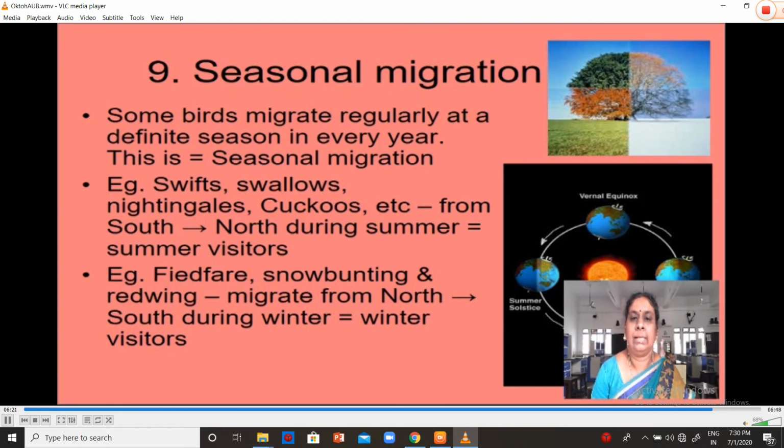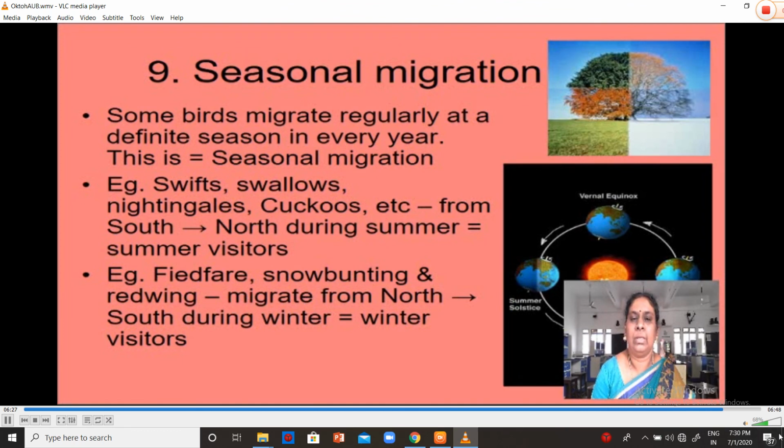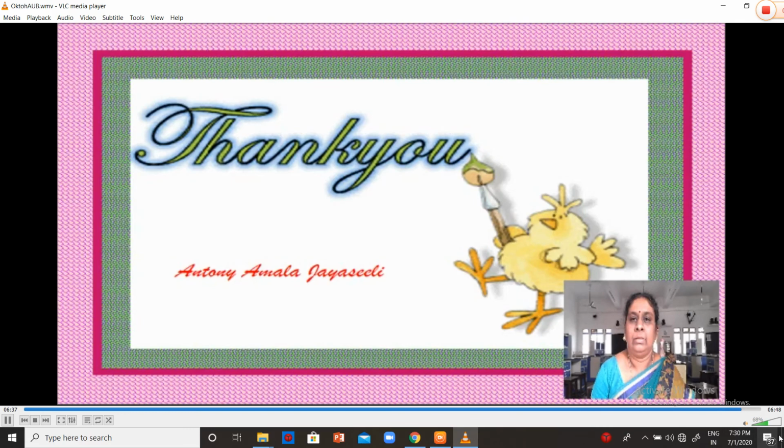So, when there is a climatic change or seasonal change, birds tend to move from one area to another in order to avoid certain seasons. Such type of migration is said to be seasonal migration. So these are the different types of migrations taken by the birds.